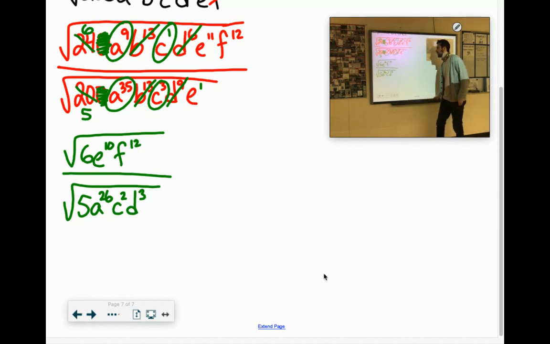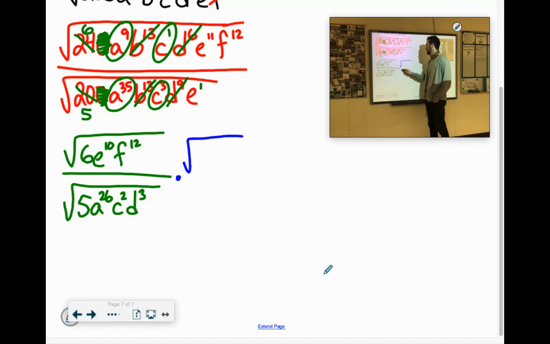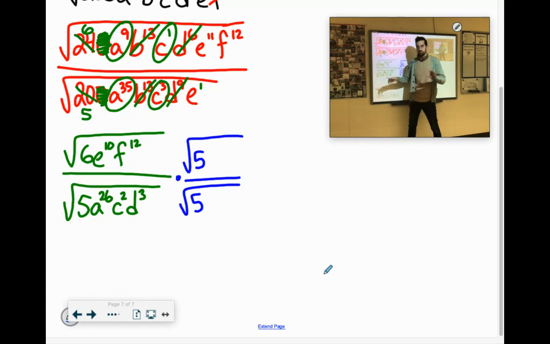Okay, we're still good. So as far as perfect squares go, remember, we can't have radicals in the denominator. So that 5 can't be down there. We're going to have to clear that 5. The way we can do that is just multiply by root 5. The a to the 26th, it's even. It's perfect. We don't need to change it. Same with c to the 2nd. Now d to the 3rd, that's a problem. We need an even exponent on the d. So we can just multiply by d to the 1st, and then it'll be even.